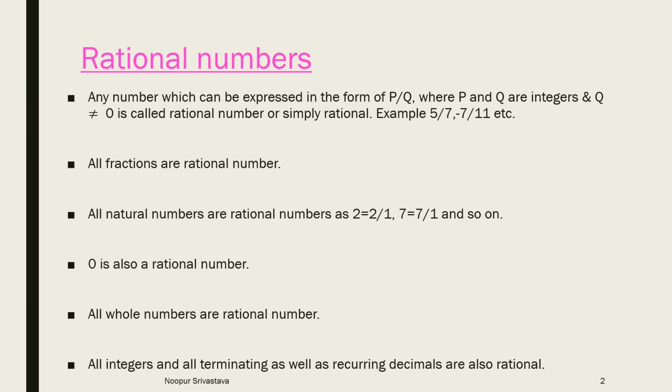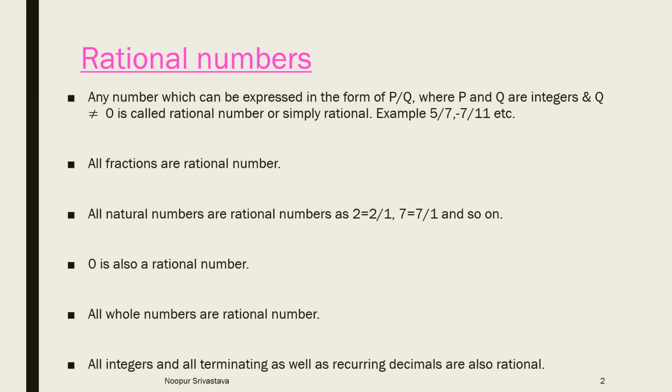Rational numbers: any number which can be expressed in the form of P upon Q, where P and Q are integers and Q is not equal to 0, is called a rational number or simply rational. For example, 5 upon 7, minus 7 upon 11. For a rational number, it is very important that the denominator should not be equal to 0. The numerator can be 0, but the denominator should not be equal to 0.